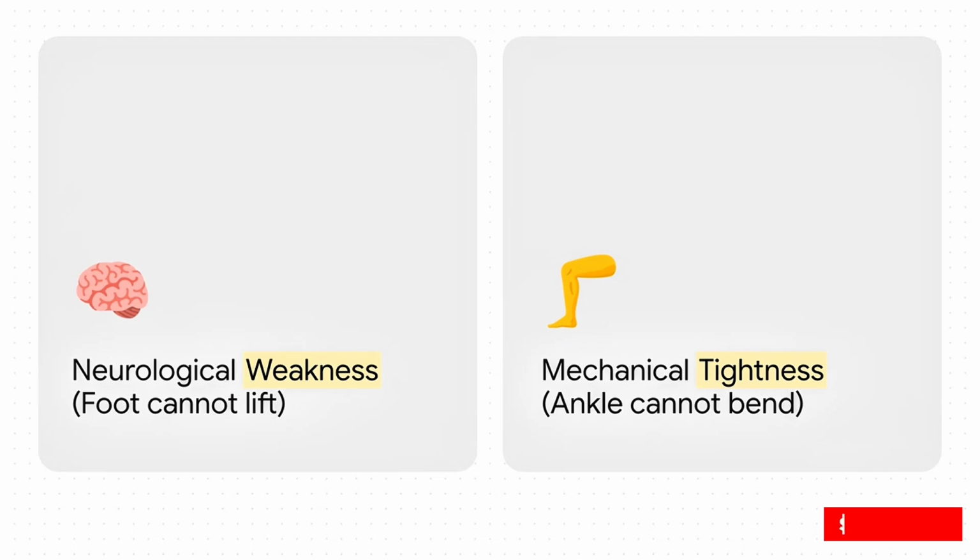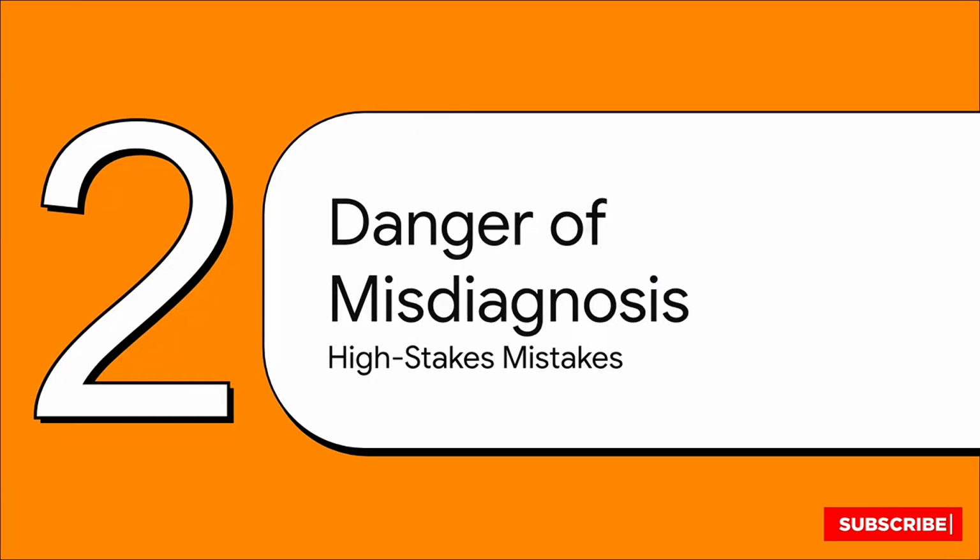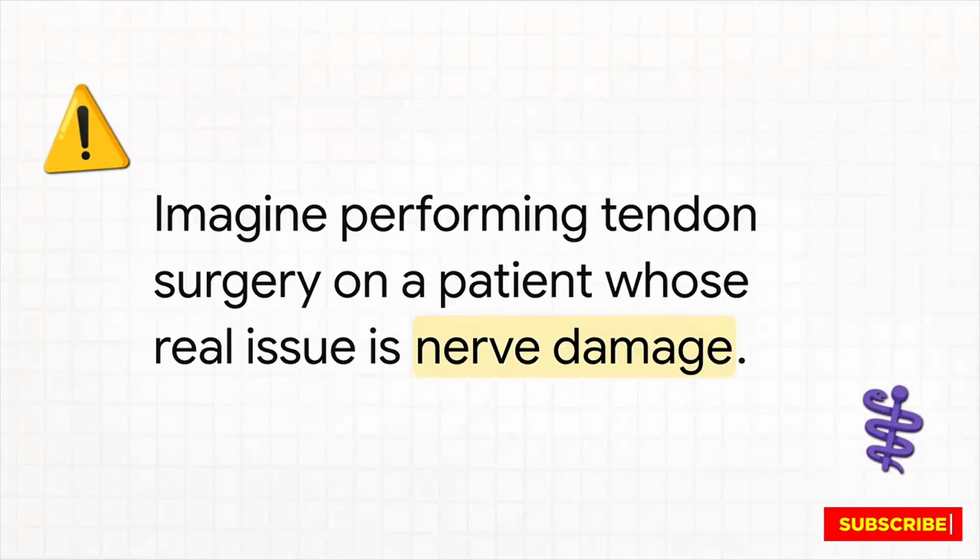Understanding that core difference changes absolutely everything about how we approach treating them. Section 2. The danger of misdiagnosis. Just imagine performing a permanent tendon lengthening surgery on a patient whose real issue is actually nerve damage. Or, on the flip side, giving complex nerve-related treatments to someone whose Achilles tendon is just severely contracted.